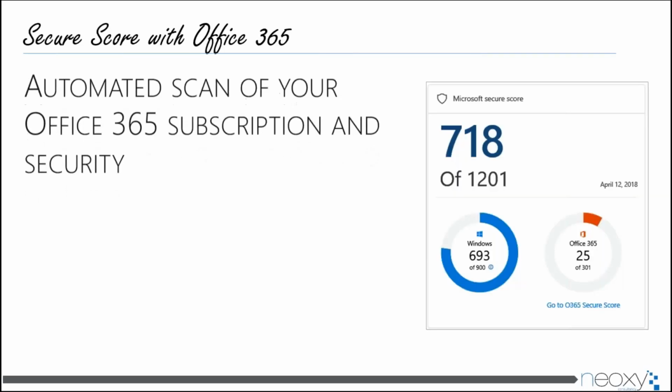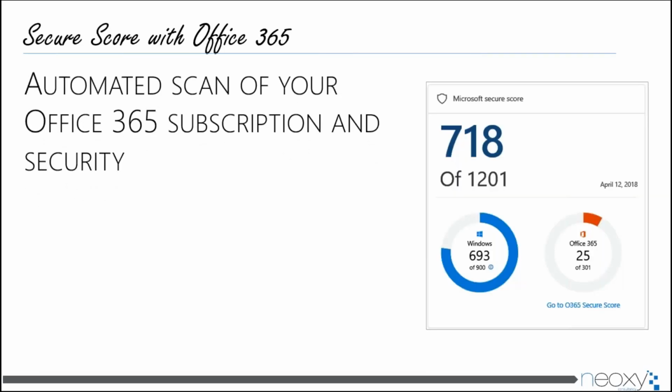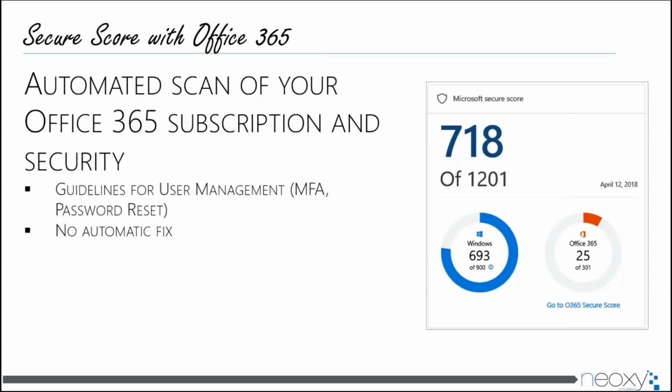Another one is Secure Score. It's an automated scan of your tenant for free, which will give you guidelines about user management, such as multi-factor authentication, password reset, which will give you all best practices that you can implement in Office 365. It is not meant to have the highest score, because as you can see on my image, I have a 25 on 301 and almost 700 on 900 on Windows. It is not meant to have the highest score, but to have the best score for your tenant.